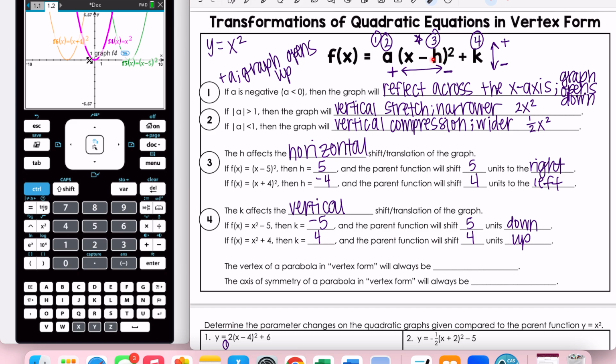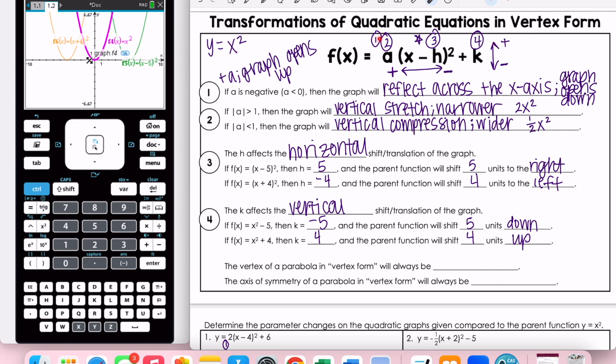Then we want to look inside of the parentheses at h. This affects the horizontal shift of your graph. Again, think opposite. So if we see a minus sign, we're going to the right. If we see a plus sign, we're going to the left. Then we want to look at the vertical shift. Again, there are no tricks here. So if you see a plus sign, you're going up. If you see a minus sign, you're going down.